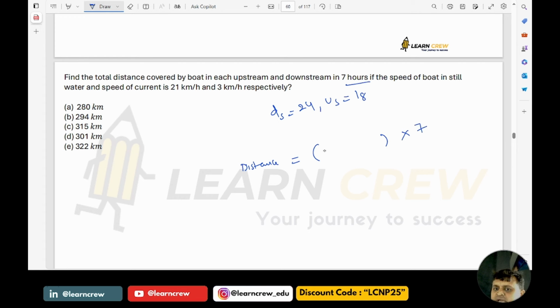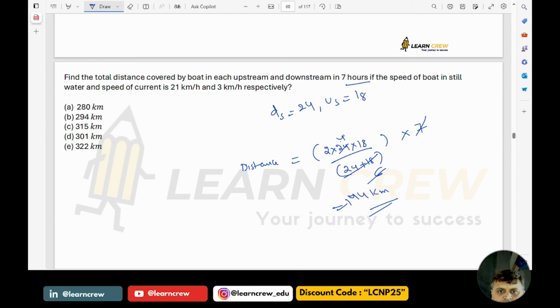So distance is average speed, 2xy divided by x plus y. 24 plus 18, 42. 7 6s are 42, 6 4s are 24. So 2 4s are what? 18 4s are 72, 2s are 144. 144 kilometer. Am I correct? 144 is the distance. Am I correct or not? What are the distances I have got? 18 and 24.